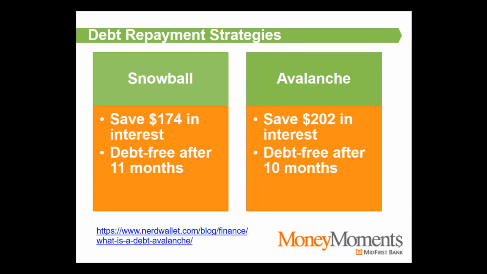Now, there are pros and cons to each of these techniques. You can see with the debt snowball technique, you're going to save $174 in interest, and you'll be debt-free after 11 months. Using the debt avalanche technique, you will actually save $202 in interest and be debt-free a little bit sooner, after 10 months. So looking at this, you might think, why would I choose the debt snowball technique if I will save more money and be debt-free even sooner using the debt avalanche method?